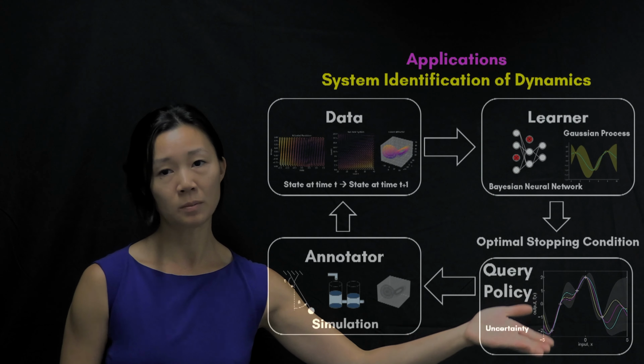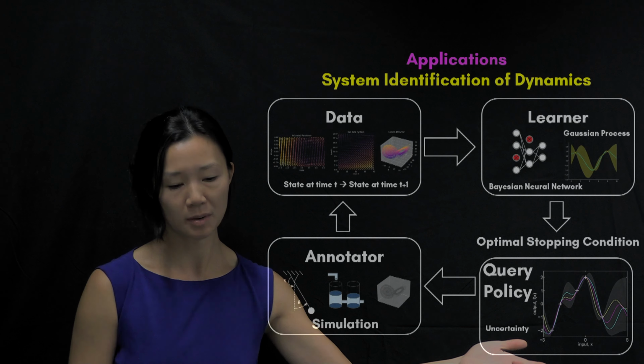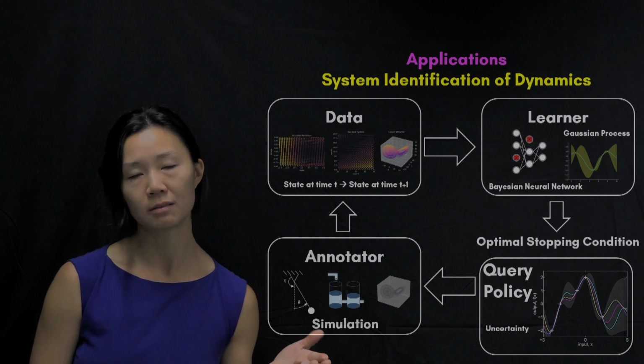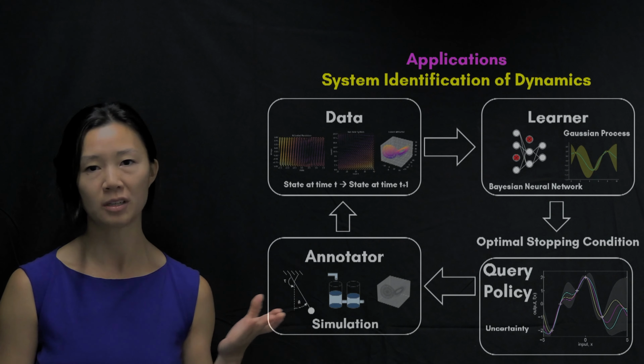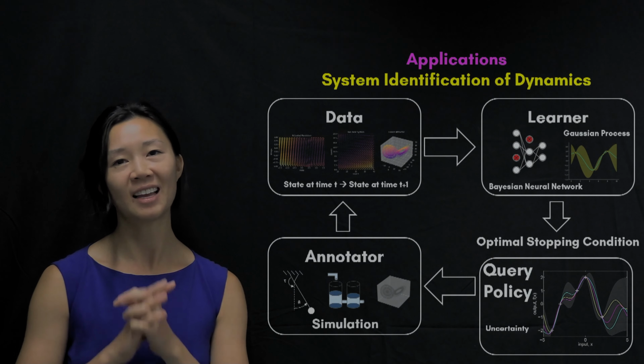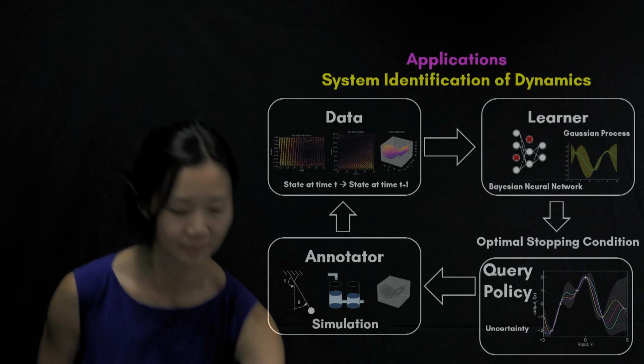The query policy was held constant despite switching between Bayesian neural networks and Gaussian processes, and our annotators were simulations of the dynamical systems of interest, like a pendulum, a two-tank, a Lorenz system. So I've asked him to give a talk, and his talk will be posted as a part of this series at the end.